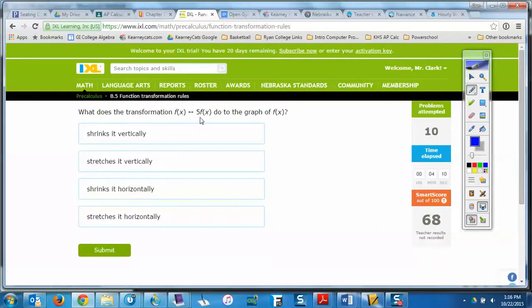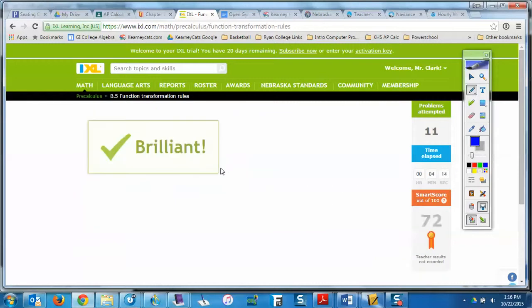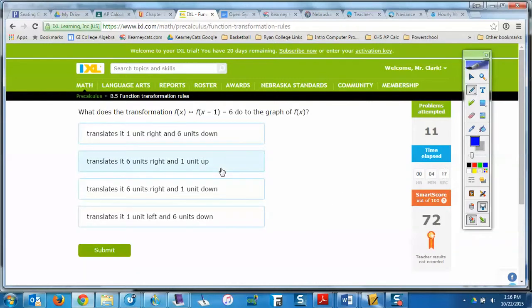Okay, 5 on the outside. Vertical stretch. So what that means then, again, a vertical stretch means if you had y value of 1, it's now a 5. You had y value negative 1, it's now a negative 5. So it's going both directions. That's a stretch. Okay? All right, what's this?